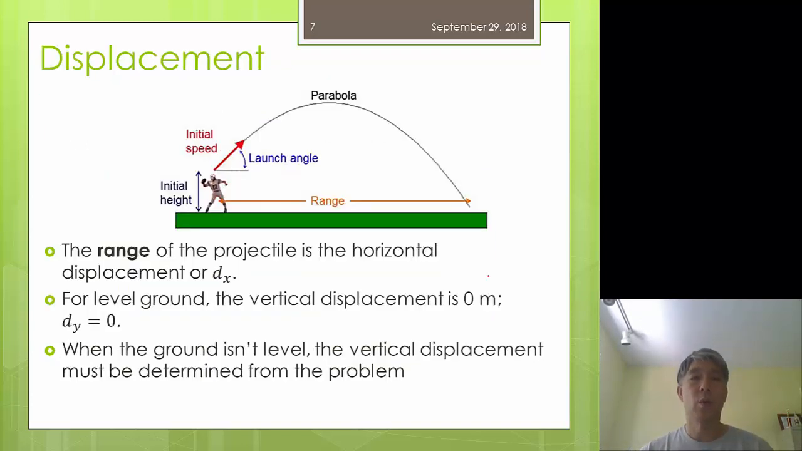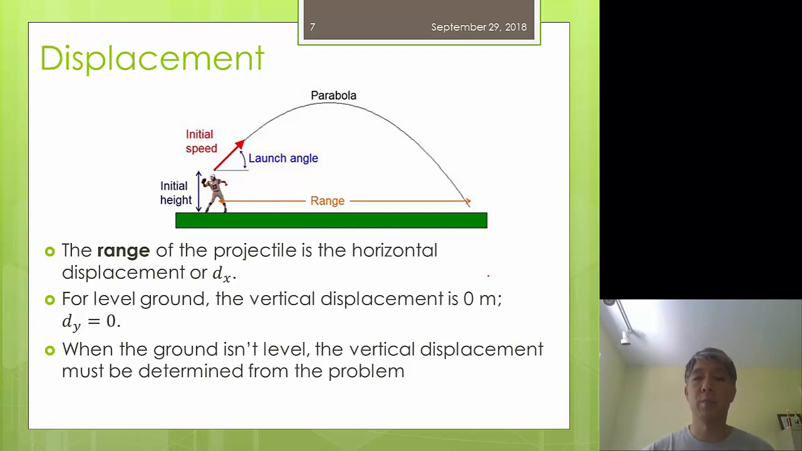Okay, so when we talk about how far this projectile goes, we're talking about the range of the projectile. The range of my projectile is the horizontal displacement, okay? It's not the total displacement on the angle. It's just from the base or origin on the x-axis to however far it goes on the x-axis. Okay, on level ground, it's pretty much where I start to where I end.